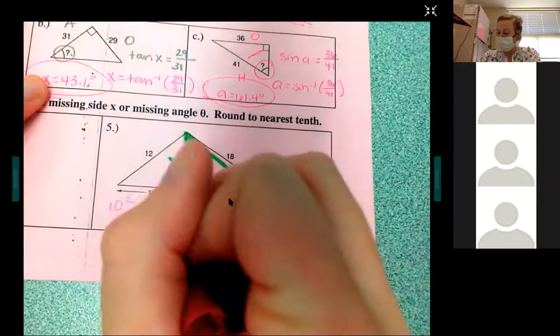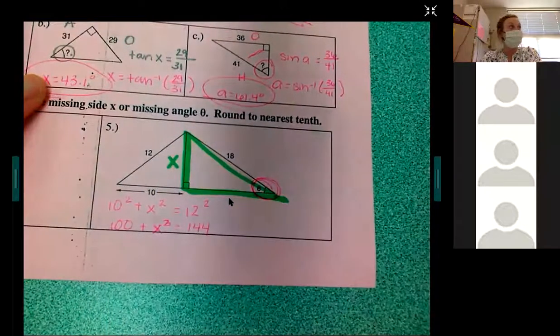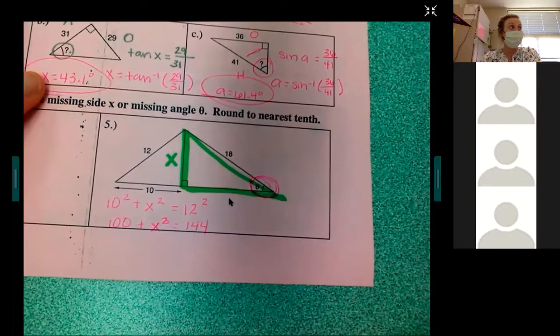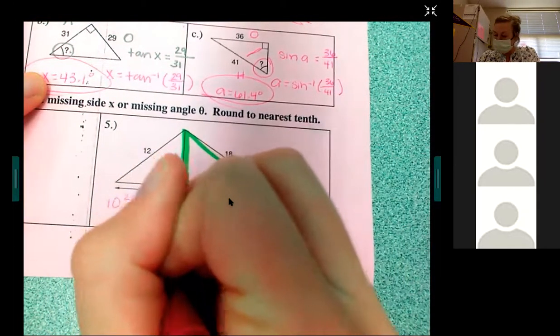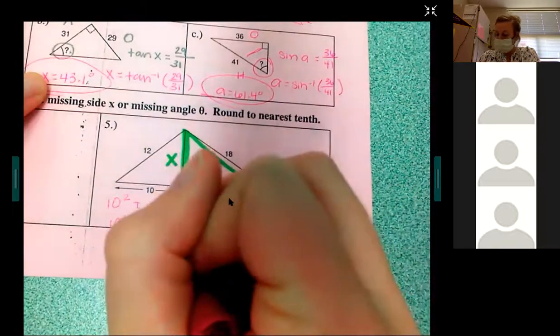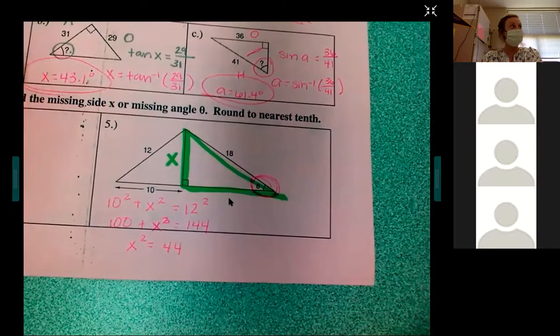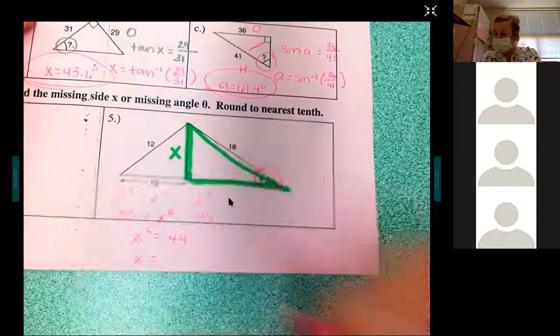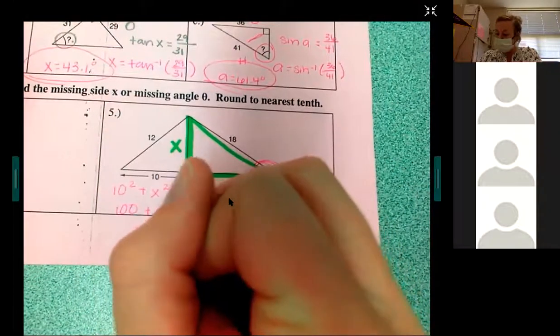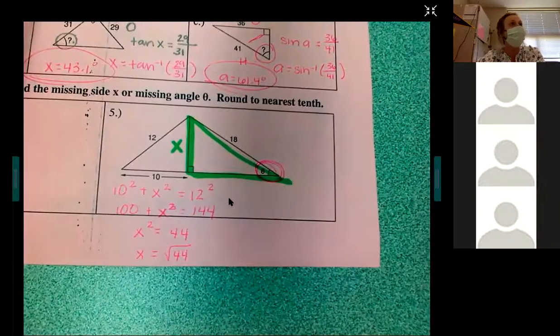Did I lose anybody? Are y'all sure? You're going to have to be able to look at these and figure out where to start on your own. They're all different. So what would x squared equal? 44. I asked about x squared. So you would subtract the 100 over, right? And then I don't want you to round this, okay? So x would just be, does everybody agree, the square root of 44?